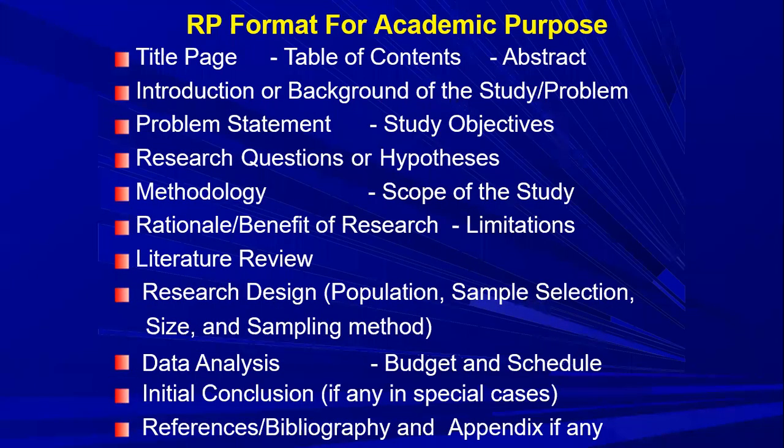Now, if you are doing it for an academic purpose, how does it come? You will get the same thing in your second year of MBA, after you complete the third semester. First is the title page of the college, table of contents, then the abstract. Then comes the introduction or background of the study, or the problem you are going through. Problem statement, then study objectives, research questions and hypothesis, the methodology you have chosen, and the scope of the study: why you are doing it and what scope the study has, and the rationale or benefit of the research. Even you have to go for limitations, what limitations you are going to face or have faced when doing this research.